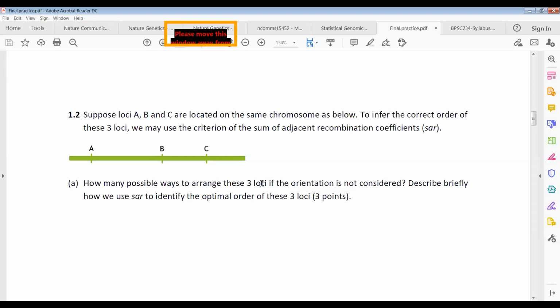Right, if you do not consider the orientation, there are 3 possible ways to put a unique letter in the middle. So that's why we have 3 ways.